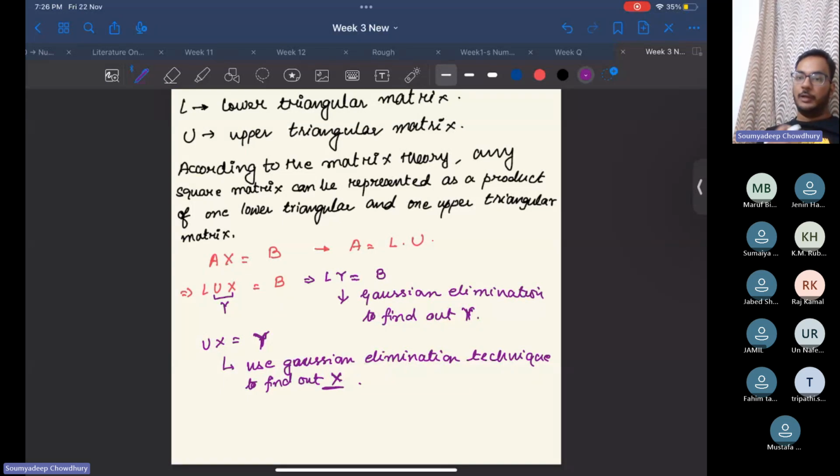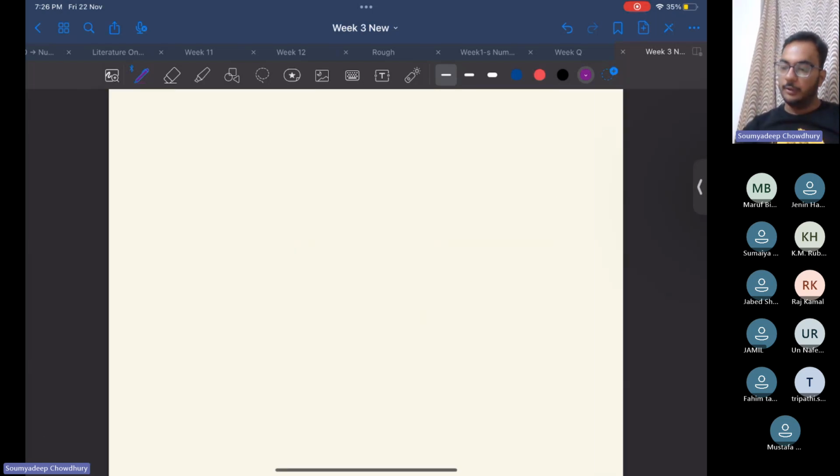All elements in a lower triangular matrix, all elements above the diagonal are zero, and all elements below the diagonal are non-zero, right? So now we will take the problem and we will try to solve it using this LU decomposition method.